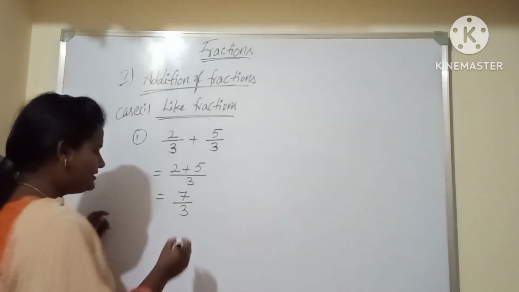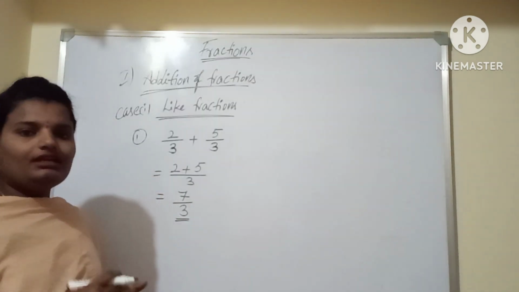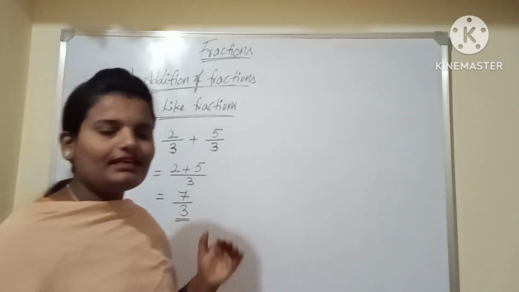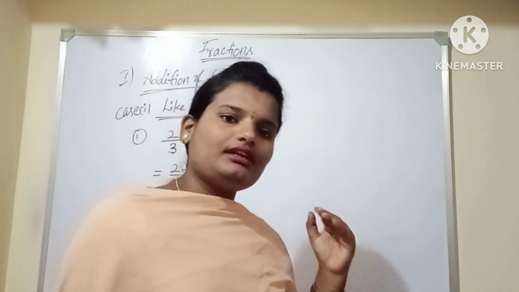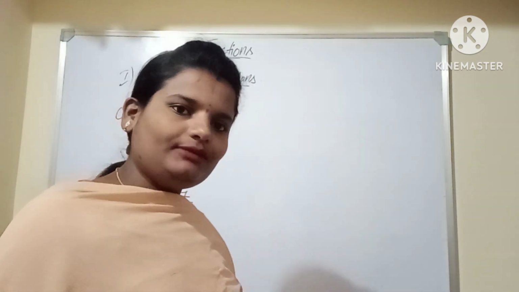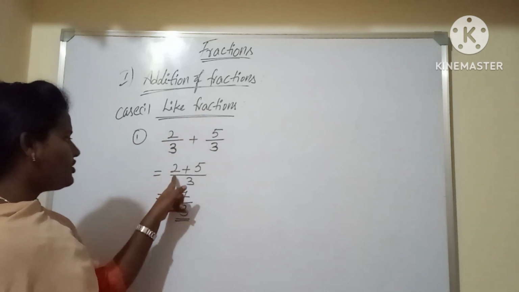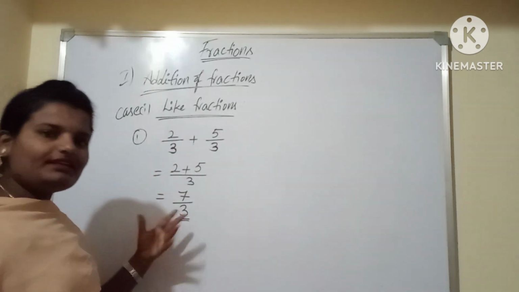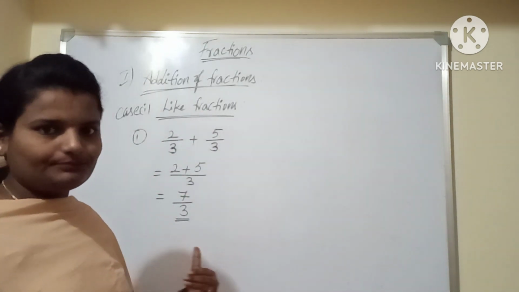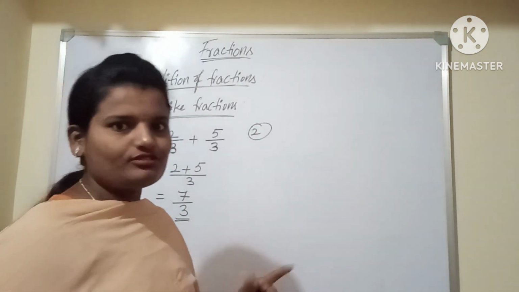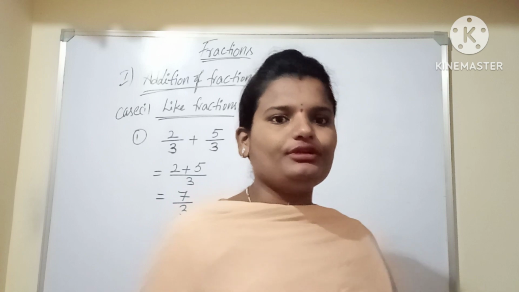It's very easy, right? What did we do? First we have to observe whether the fractions are like or not. If they are like, we add directly. Only the numerators we add: 2 plus 5 is 7, and the denominator is as it is, so 7 by 3. We will see another example in this first case.